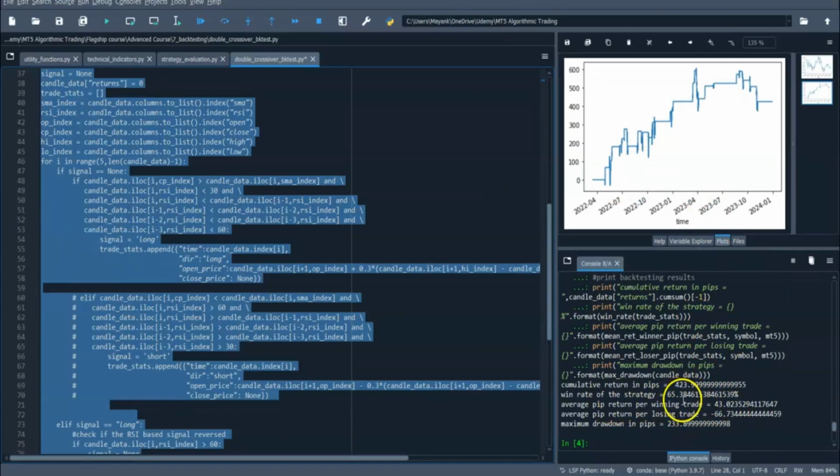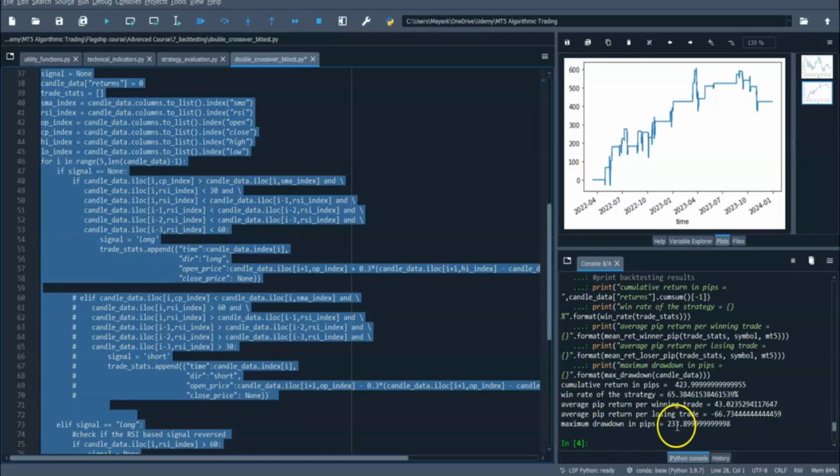The win rate is actually 65%. But a troubling part is that the average return per losing trade is actually more than the average return per winning trade. So this is something I'm not very excited about. But another good thing is that the drawdown is also not huge.